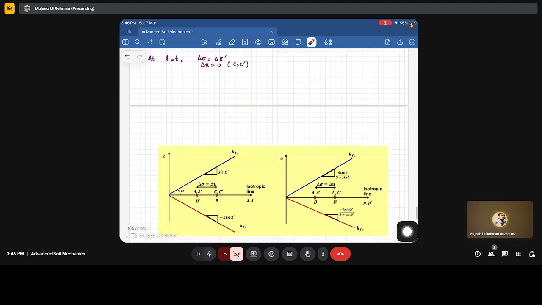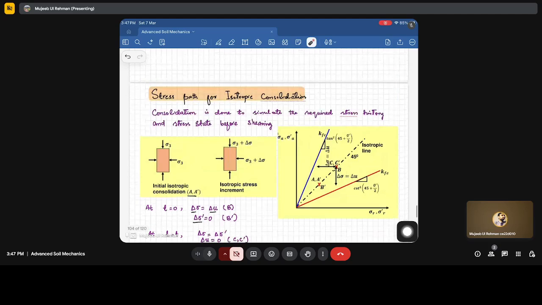And in the PQ plot, you can also see that this consolidation state, which is the isotropic consolidation, lies along this isotropic line, and it is well within these bounds. So these are not going to deform the sample or shear the sample. Similarly for the PQ plot, this plot is here. You can see this state lies well within the bounds, and these are not going to deform the sample. So these are the three representations for the stress path for isotropic consolidation.